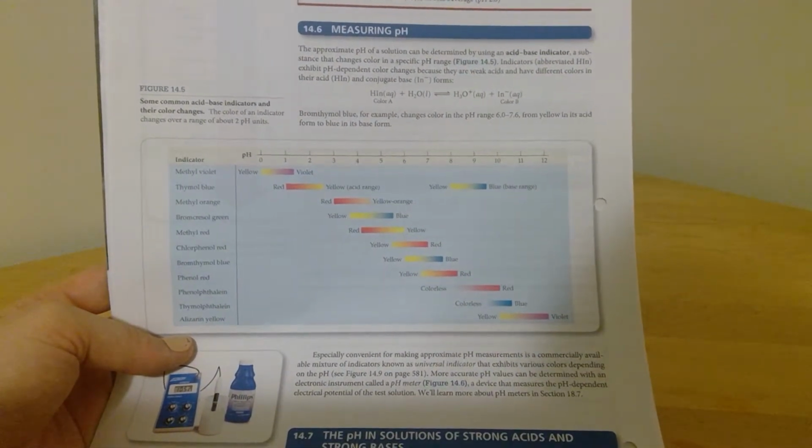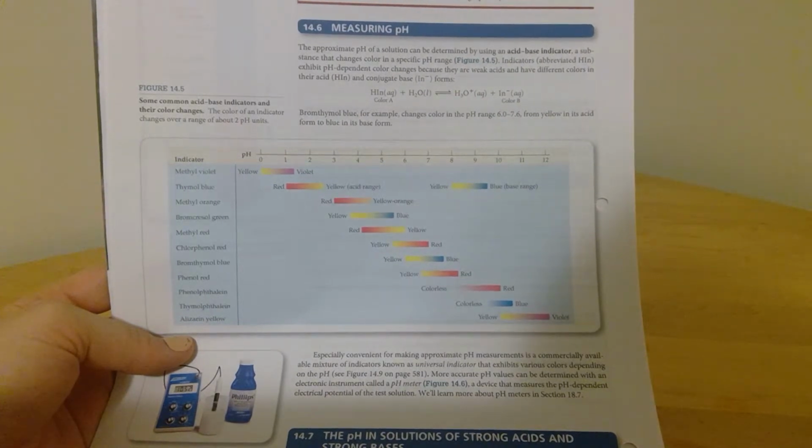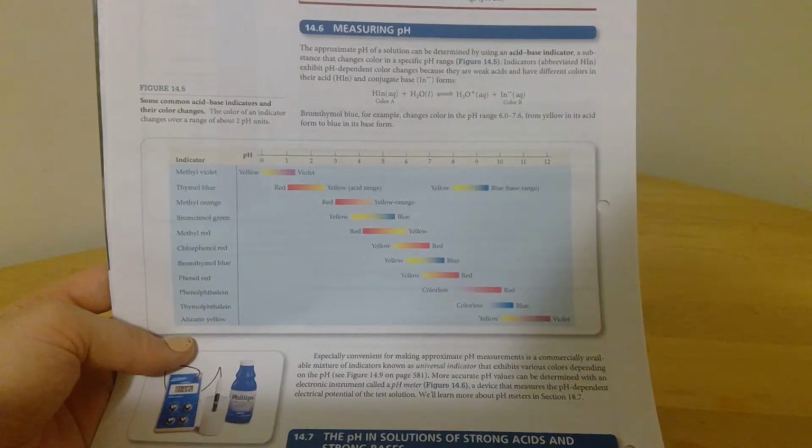Measuring pH. The approximate pH of a solution can be determined by using an acid-base indicator, a substance that changes color in a specific pH range. Indicators, abbreviated HIn, exhibit pH-dependent color changes because they are weak acids and have different colors in their acid and conjugate base forms.